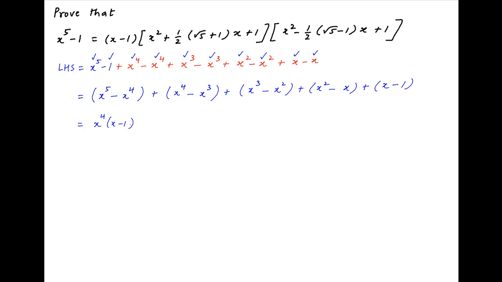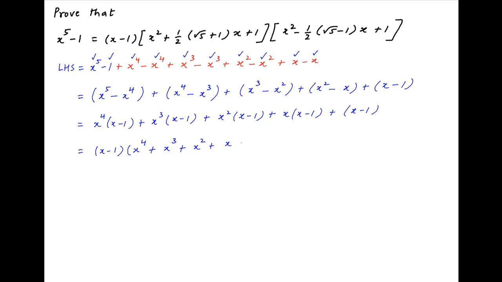And this is equal to x raised to the power 4 multiplied by x minus 1 plus x cube times x minus 1 plus x square times x minus 1 plus x times x minus 1 plus x minus 1. Take x minus 1 common, and therefore the left hand side is equal to x minus 1 times in brackets x raised to the power 4 plus x cube plus x square plus x plus 1.